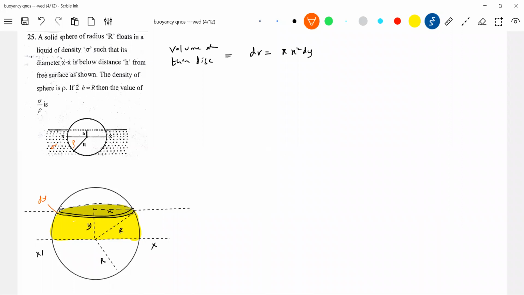From the triangle, what we can write is r square equal to x square plus y square. Let me replace x square. Then this will become dV is equal to pi times r square minus y square into dy. So this will become pi r square integral of dy minus pi integral of y square dy.